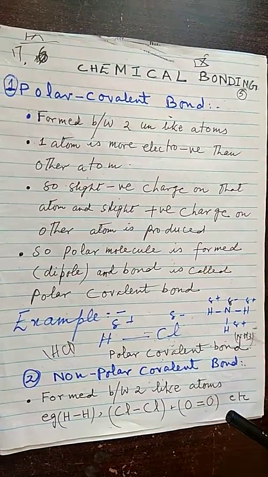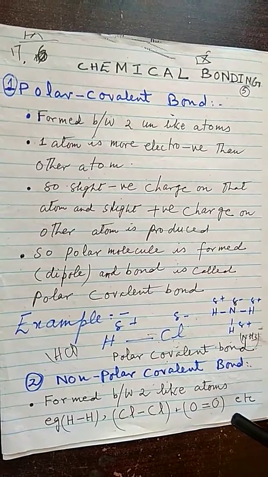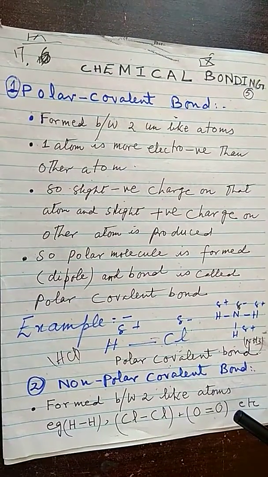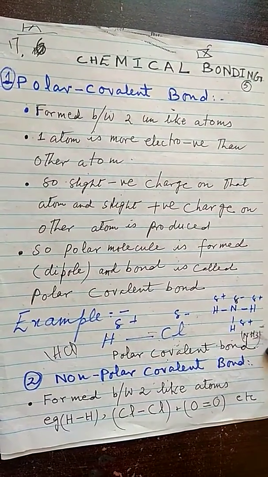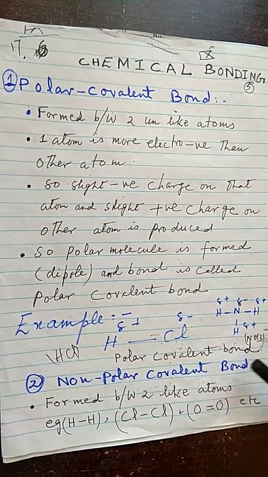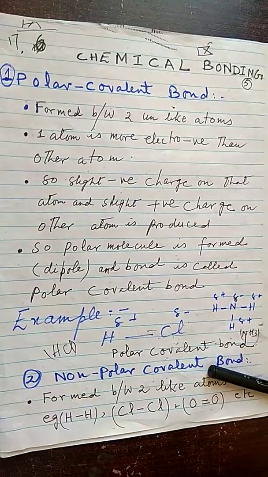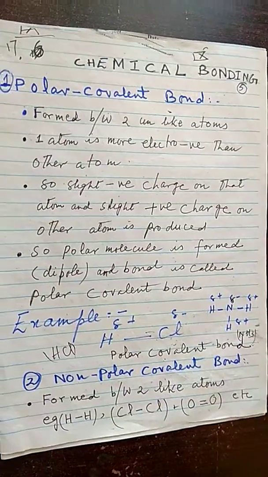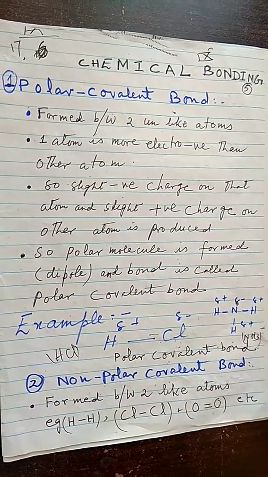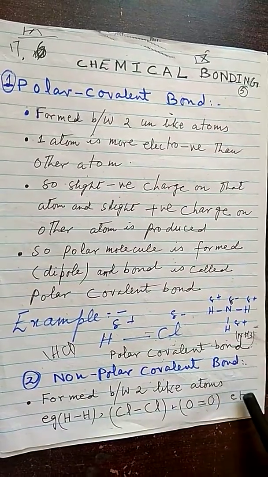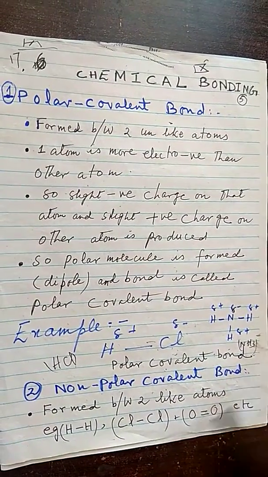A polar covalent bond is a covalent bond formed by the sharing of electrons, but the atoms are unlike and one atom is more electronegative than the other. So a slight negative charge is produced on the more electronegative atom and a slight positive charge on the other atom, and in this way a polar molecule is produced and the bond is known as the polar covalent bond.